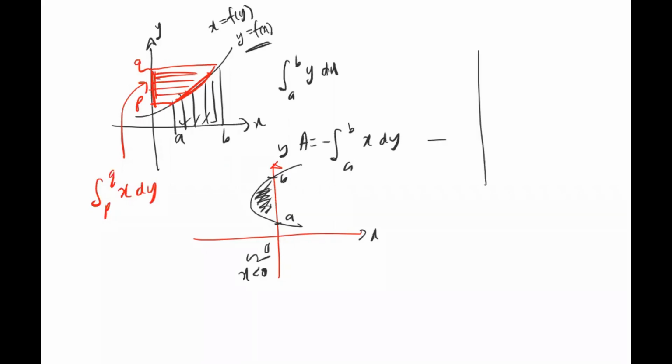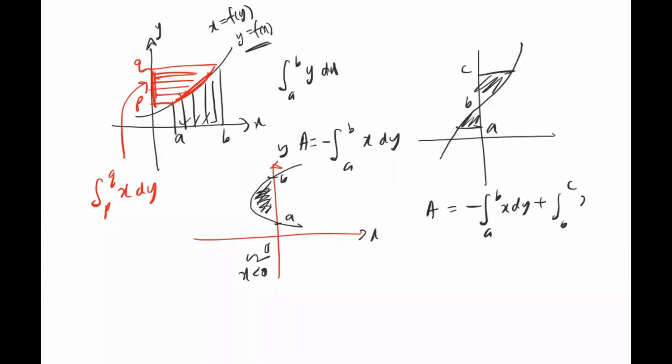And also, if part of the graph is on the left and part of the graph is on the right, say this is a to b, b to c. So a to b is going to be negative, so you need to put a negative in front. B to c is going to be positive. So we just integrate separately, then only you add them up. Not difficult, right?